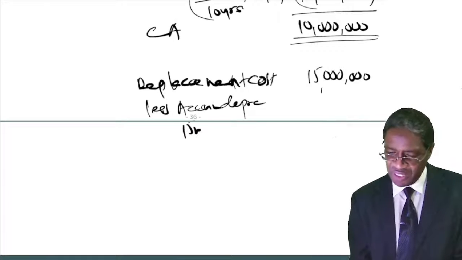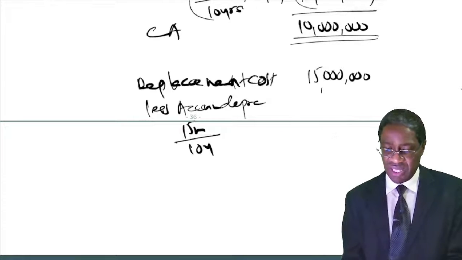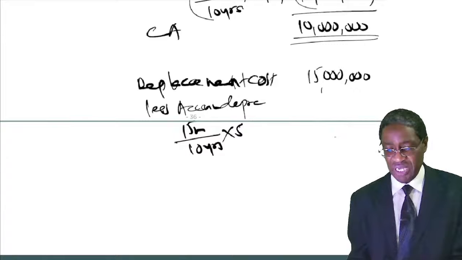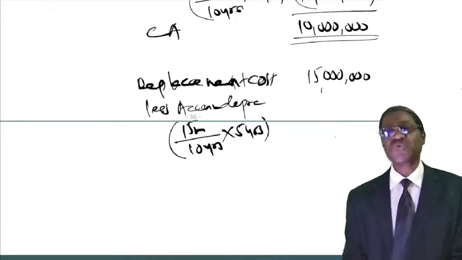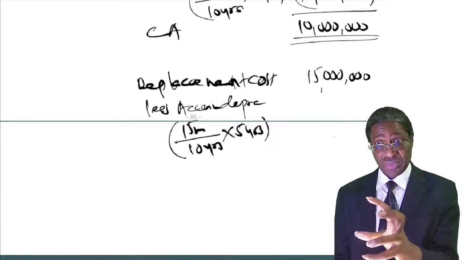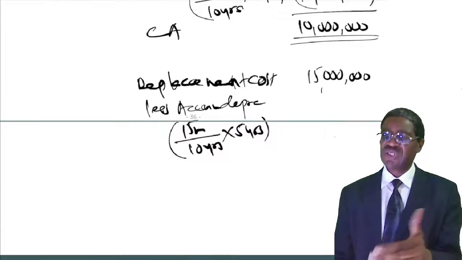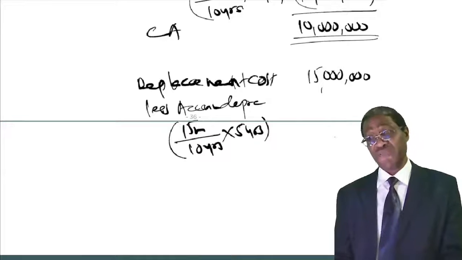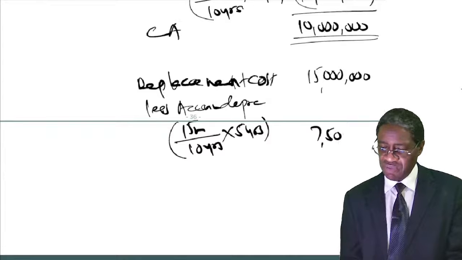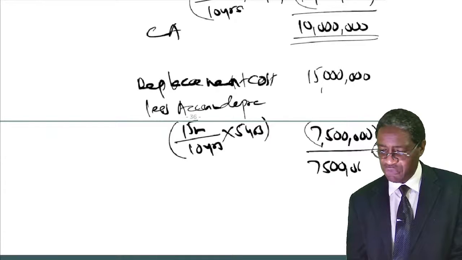Take the cost, which is now 15 million. The asset had a useful life of 10 years. Then you multiply that by the number of years you used the other machine. Which is how many years? 5 years. So if this was our asset, what would have been the accumulated depreciation? Take 15 million, the replacement cost, divide by the useful life of 10 years. That gives me 1.5. Multiply by 5. That is exactly half of the 15, which is 7.5. Good. Once you get that, now you remain with a balance of 7.5 million.